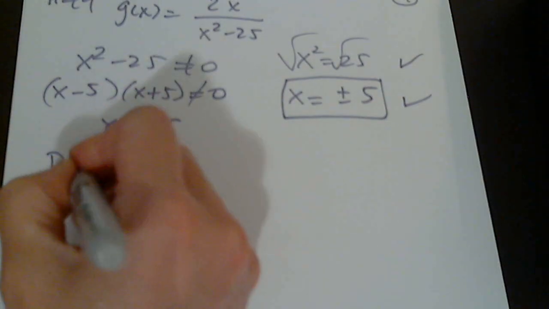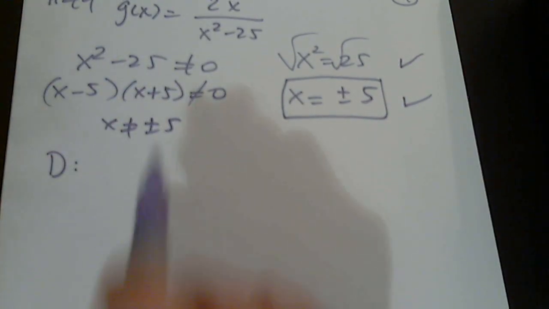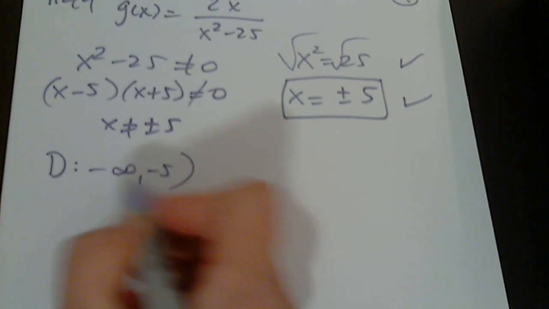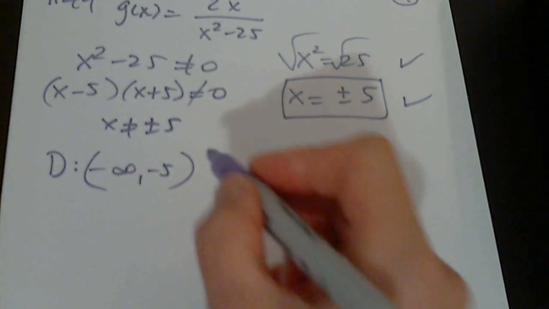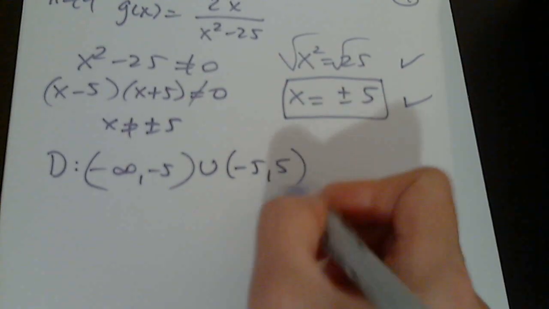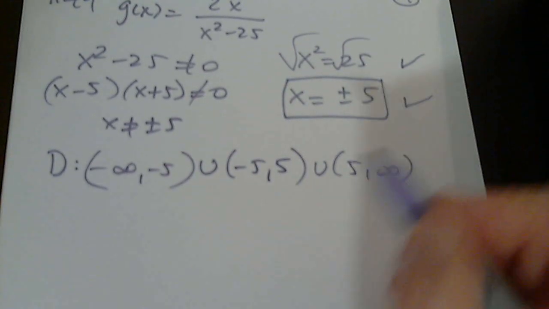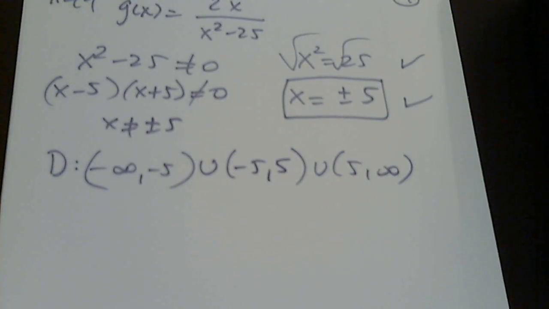How do I write the solution? Now, careful. So we have 2 elements to eliminate. Negative infinity to negative 5, not negative 5, union negative 5 to 5, not 5, union 5 to infinity. Any questions?